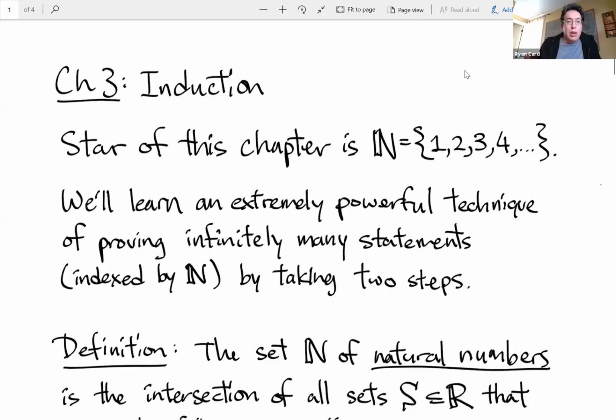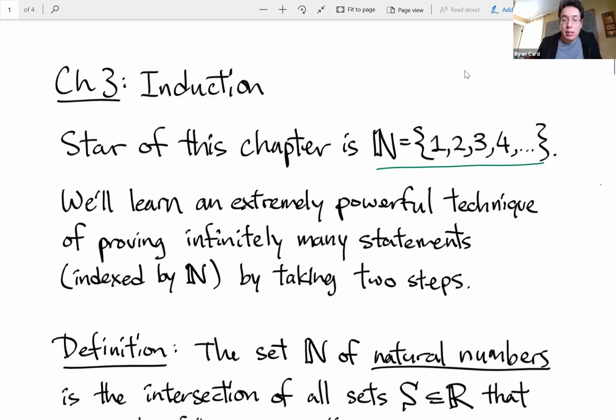Okay, so this chapter is on this technique called induction, but really the start of this chapter is the set of natural numbers. Remember, natural numbers are these counting numbers starting from 1, so 1, 2, 3, 4, and so on. It is fairly common to define this starting at 0 or starting at 1. It really depends on the book you're referencing, but our textbook defines it as 1 and above, not including 0, so that's what we'll stick to.